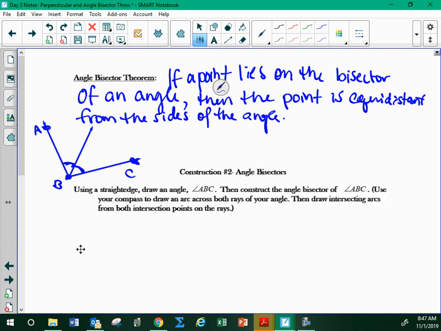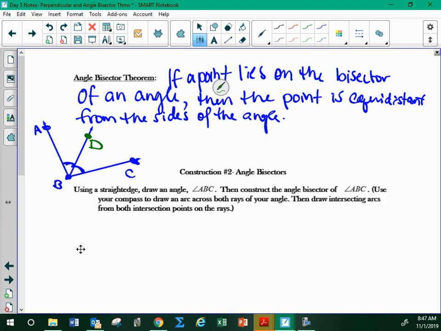Check that we've satisfied the hypothesis here. So we've got a point lying on the angle bisector. We've got our angle, it's been bisected, so let's go and draw a point anywhere on it. Now, on the angle bisector, we have this right here, so let's just use D. You can draw anywhere on it. I'm going to throw D out here. So here's a point on my angle bisector.